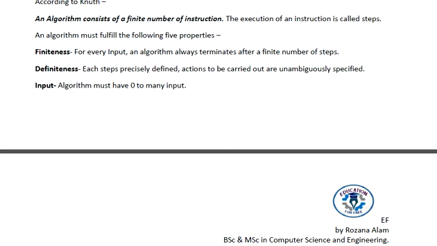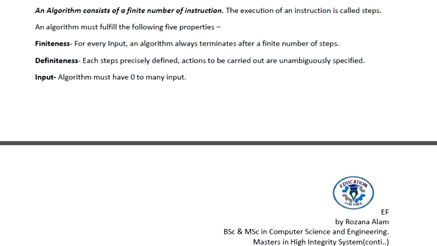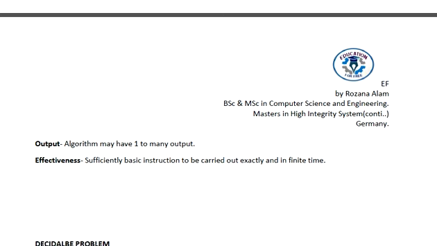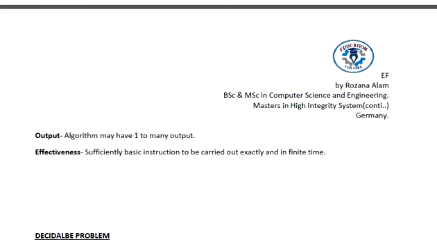We have definiteness: each step precisely defines the action to be carried out and is unambiguously specified. We have input: an algorithm may have 0 to many inputs. An algorithm should contain output: it may have 1 to many outputs. What is effectiveness? Instructions are sufficiently basic to be carried out exactly and in finite time. So these are the 5 properties of an algorithm.